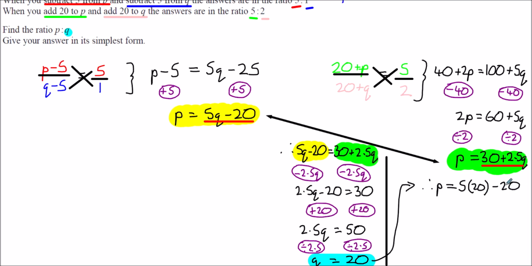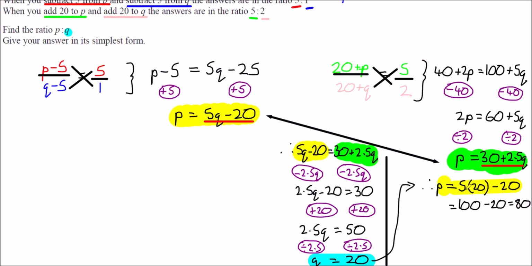minus 20. I'll just highlight this in yellow so you can see where this is coming from. 5 times 20, didn't highlight properly again, apologies. So 5 times 20 is 100, and take 20, and that gives us 80.